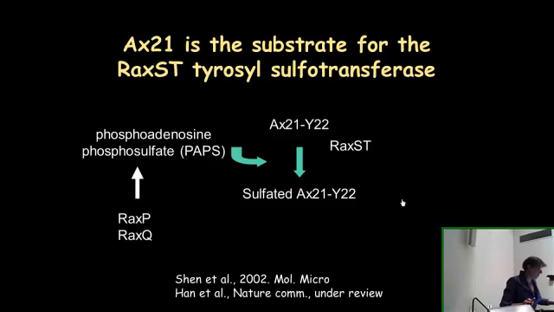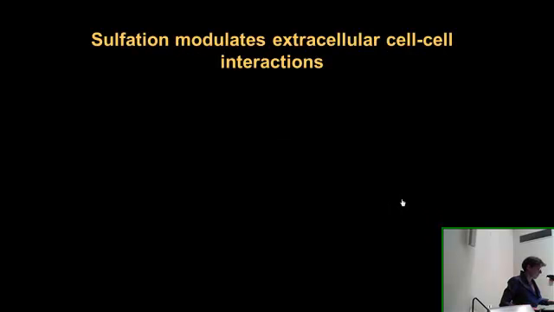So Samwok Han in the lab used an AX21 peptide with the tyrosine 22, added RaxST and PAPS, and he was able to show that he obtained sulfated AX21. So AX21 is a substrate of RaxST, and when he made mutations in that conserved tyrosine to alanine, the sulfation no longer occurred. So this is very interesting. It's known that sulfation turns out to be very important for modulating receptor-ligand interactions, extracellular interactions.